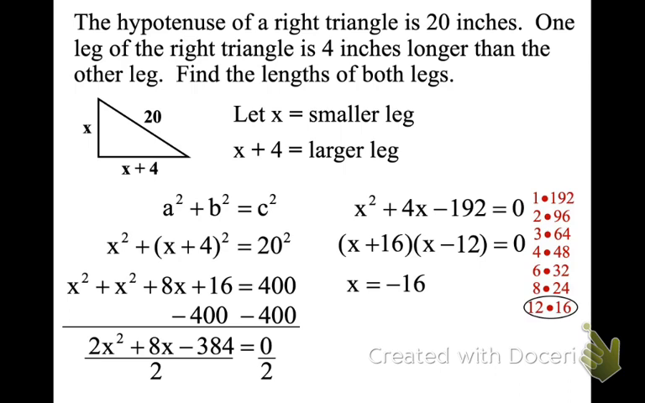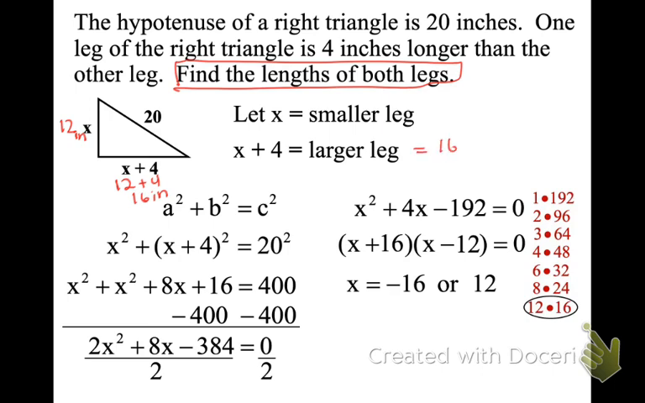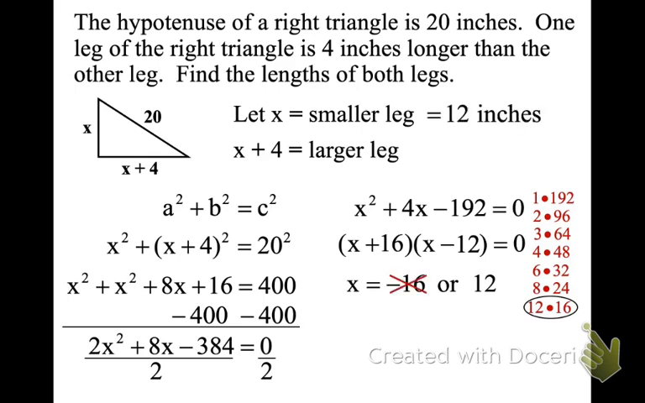And then we get x is equal to negative 16 or x is equal to positive 12. So going back, it says find the lengths of both legs this time. So one leg is 12 inches, and then the other one is 12 plus 4, so that would be 16 inches. The larger leg is 16 inches, the smaller is 12 inches. We're done. So they don't do x marks the spot. They were just finding factoring pairs.